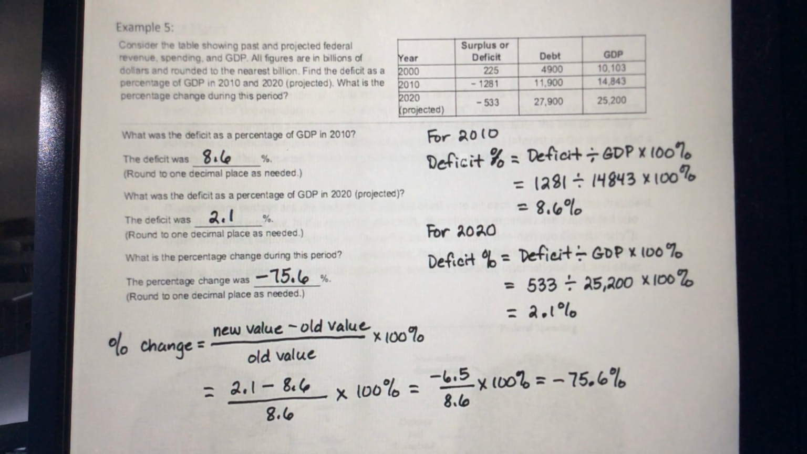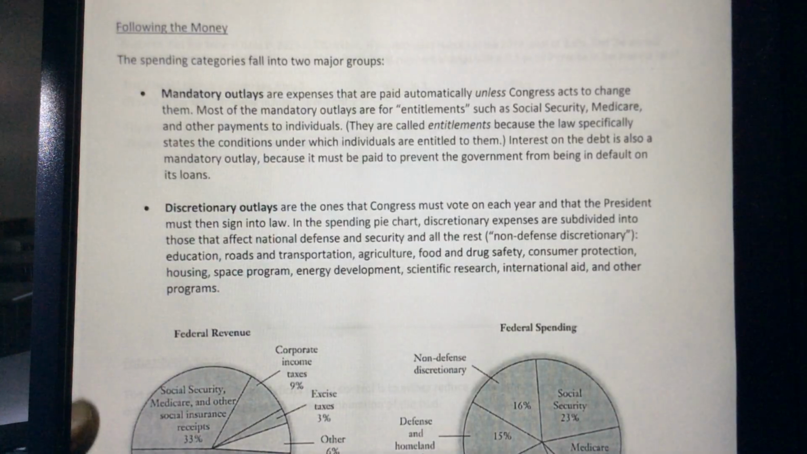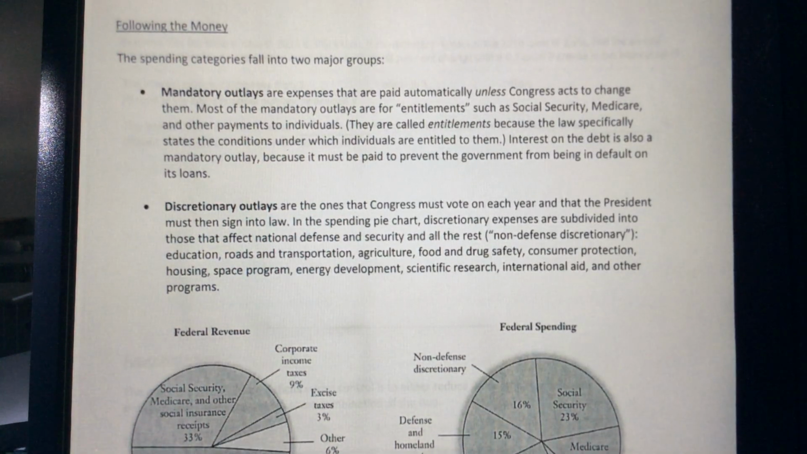Okay, next we'll look at following the money. The spending categories fall into two major groups. One is mandatory outlays. Those are expenses that are paid automatically unless Congress acts to change them. Most of the mandatory outlays are for entitlements such as Social Security, Medicare, and other payments to individuals. They're called entitlements because the law specifically states the conditions under which individuals are entitled to them.